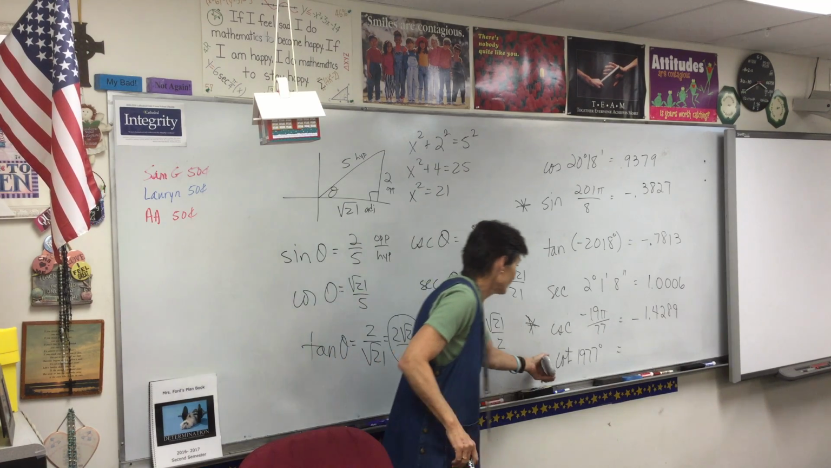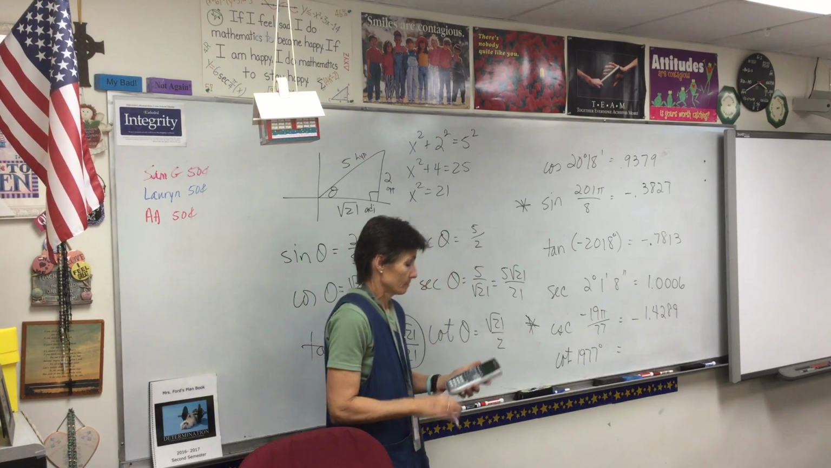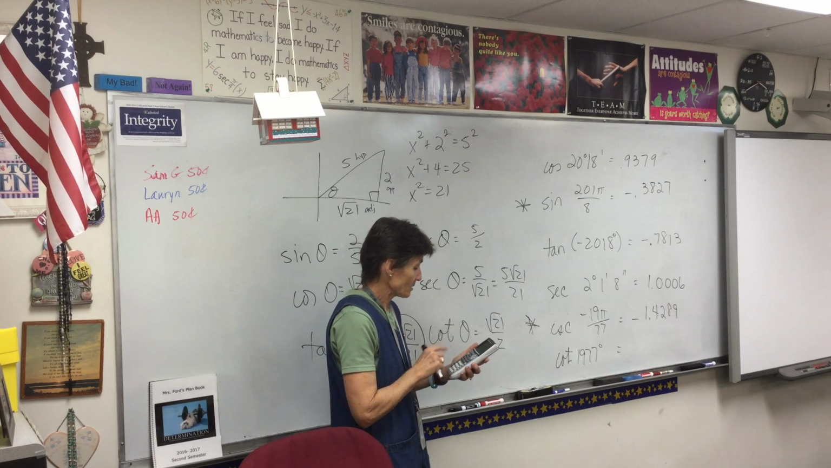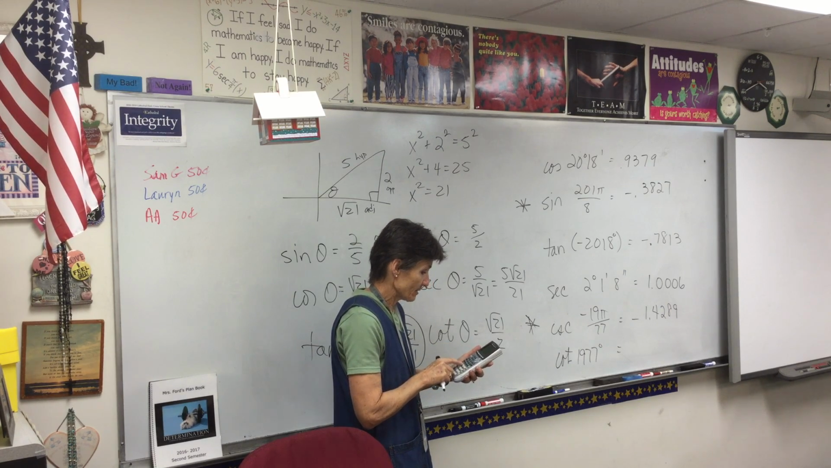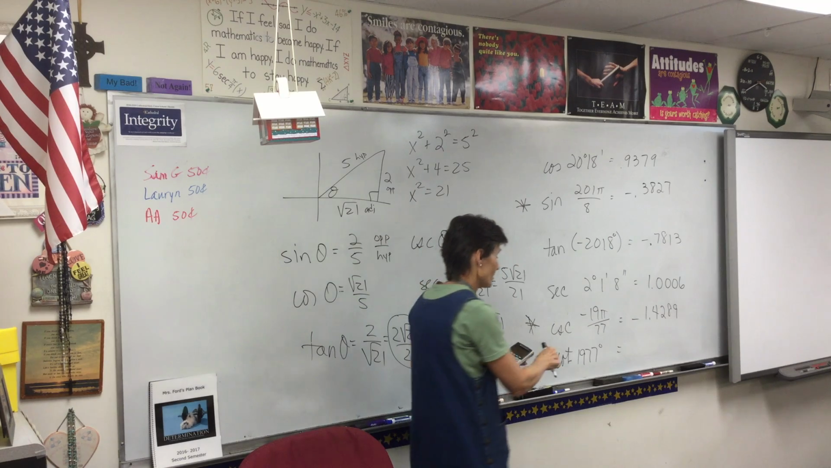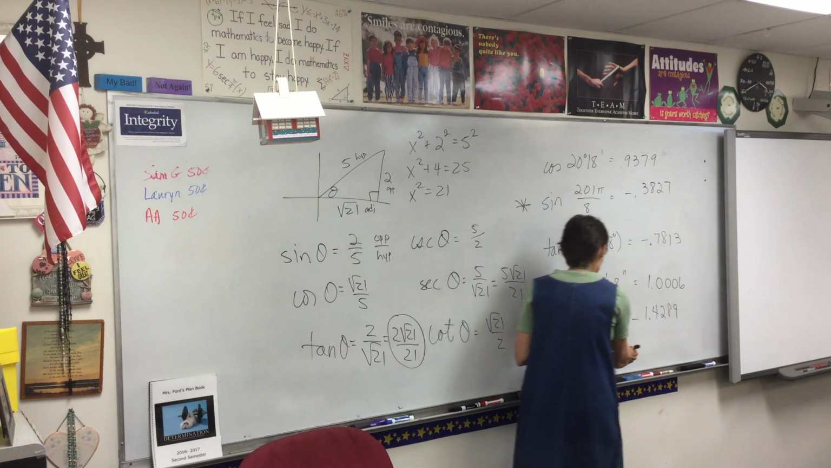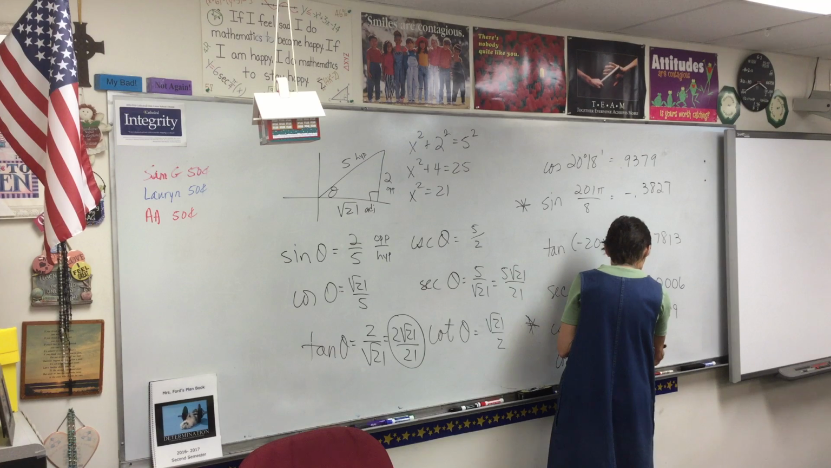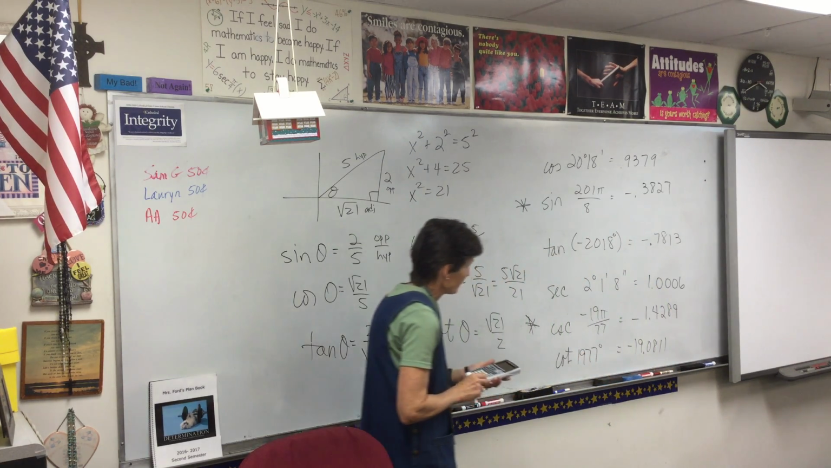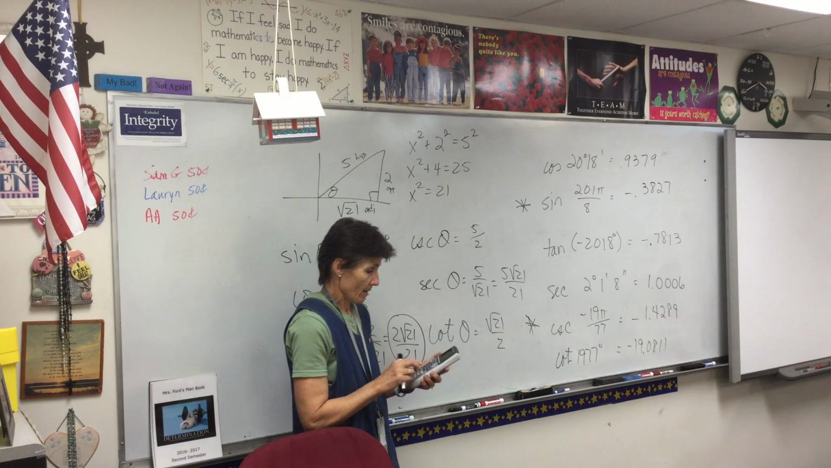And then last one, 1 divided by tangent, 1977. That's the year I graduated from high school. I know, it seems like centuries ago. Negative 19.0811.